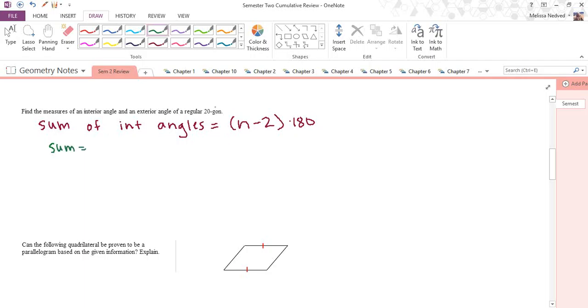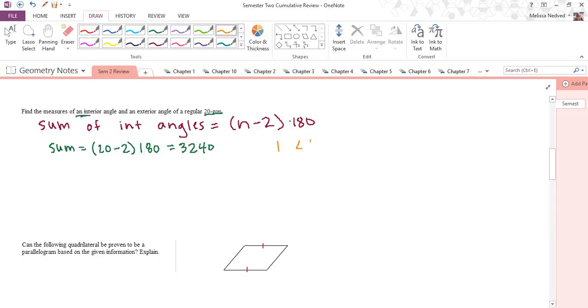So the sum for this 20-gon is going to be 20 minus 2, since I'm told it's a 20-gon, n is 20, times 180. 20 minus 2 is 18. 18 times 180 is 3,240. So in this 20-sided polygon, all of the angles inside are going to add up to 3,240 degrees. But I'm not asked for the sum. I want to find the measure of just one angle.